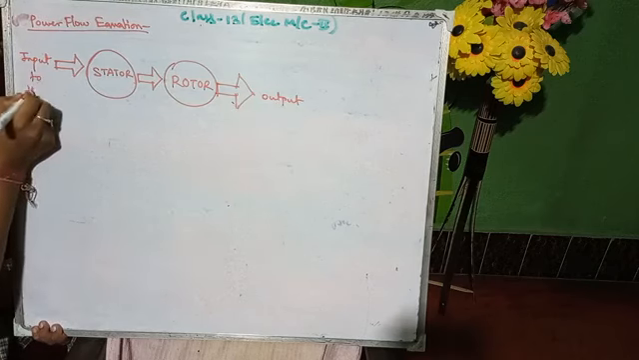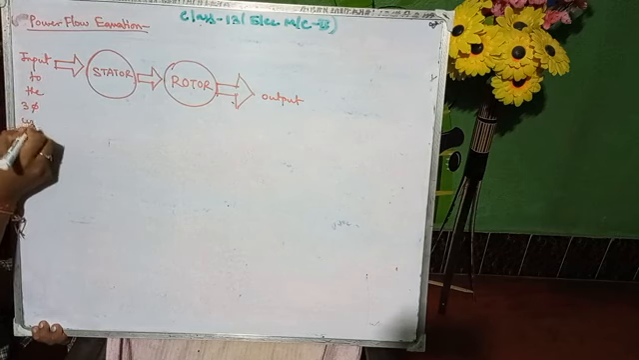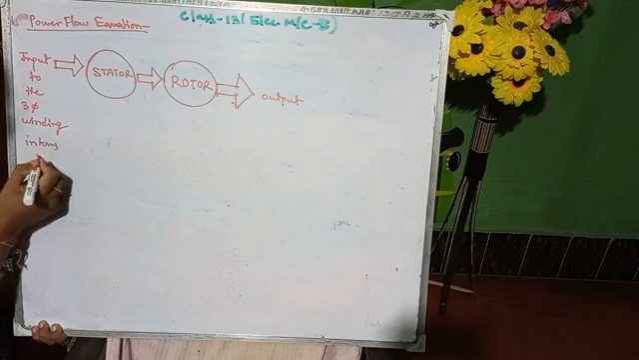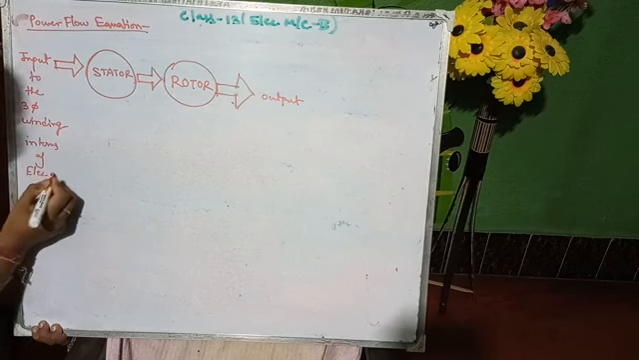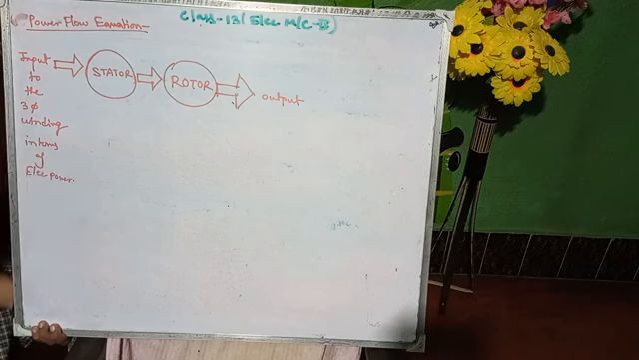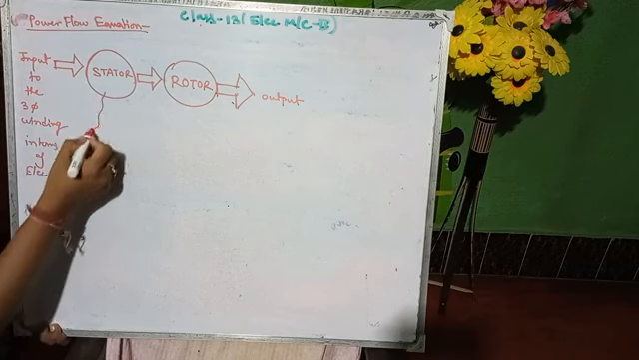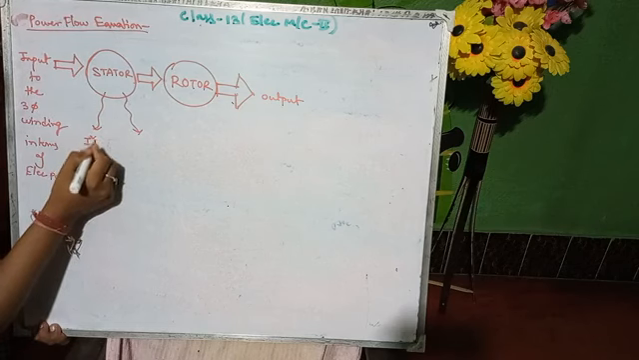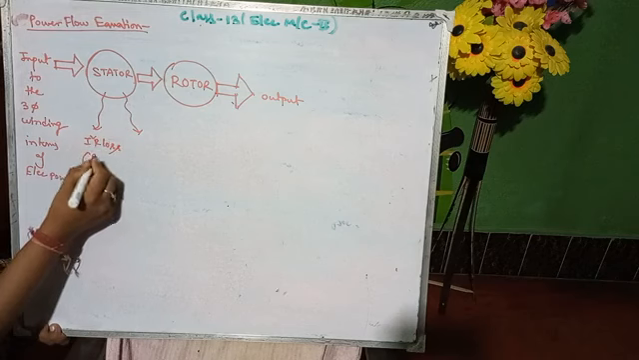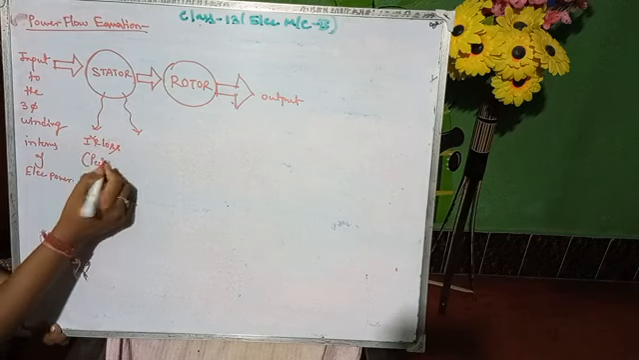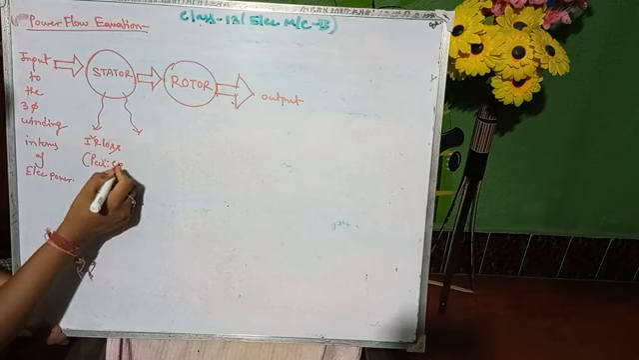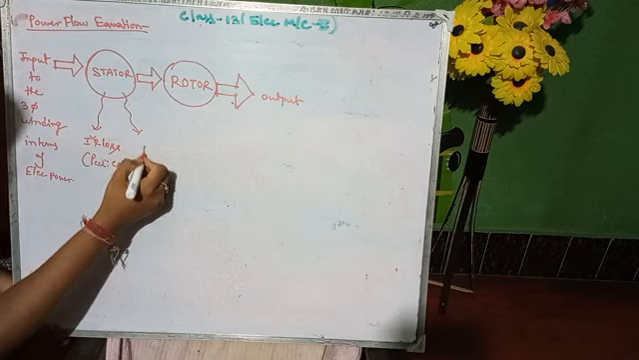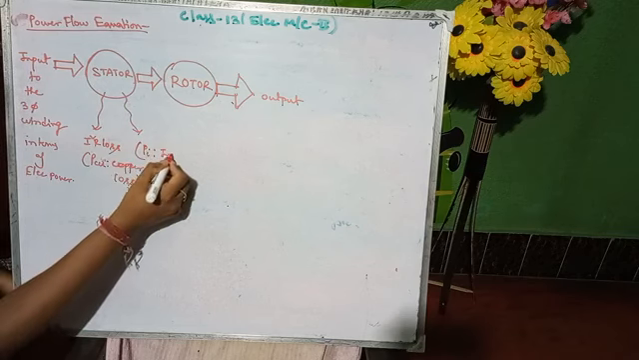Input to the three-phase winding in terms of electrical power. Okay, so from the stator there are two types of losses: that is I square R loss called PCU, that is copper loss, and the second one, PI, called iron loss.